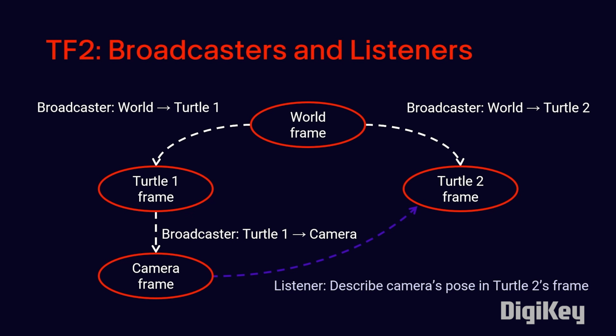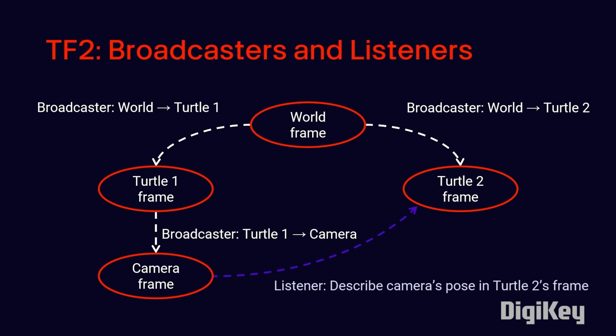The beauty of TF2 is that Turtle2 does not need to understand all the intermediate transforms and how everything relates to the world frame. It just asks for the current transform between itself and the camera, and TF2 handles all the math behind the scenes. While it requires a bit of setup in your nodes, it can save you a lot of math and headaches, especially as you add more moving parts to your robot.